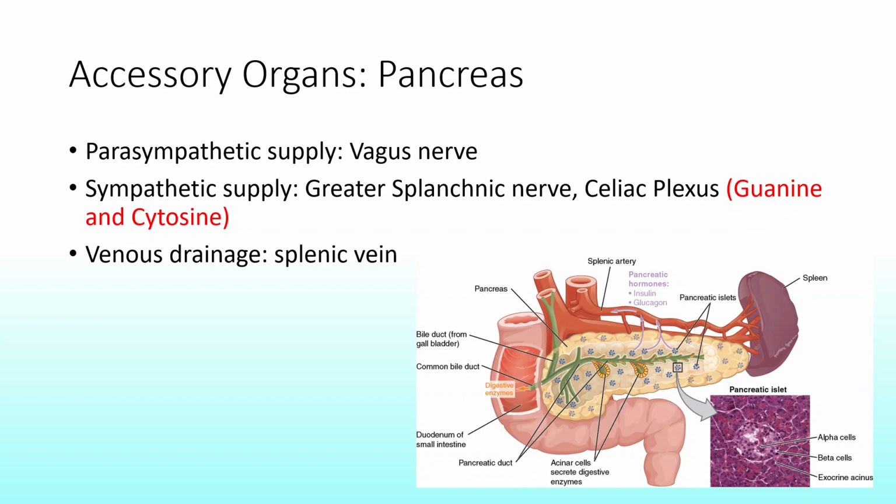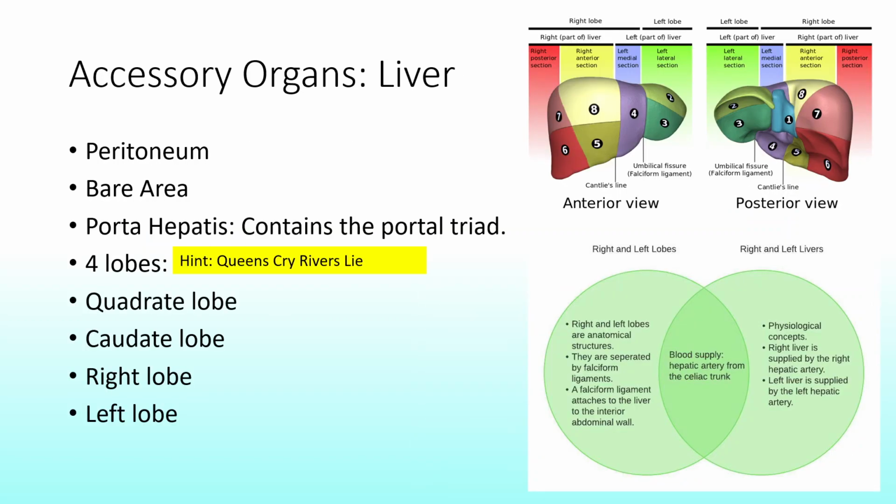So I like to remember guanine and cytosine. So greater, G, and then celiac is C, so they're together. And then venous drainage is the splenic vein. It's also important to note that the lesser splanchnic nerve innervates the superior mesenteric plexus. Okay? And note that the pancreas also has a dual sympathetic innervation like the small intestine. So that's an important comparison to make.